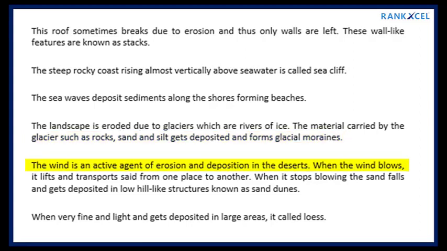The wind is an active agent of erosion and deposition in the deserts. When the wind blows, it lifts and transports sand from one place to another. When it stops blowing, the sand falls and gets deposited in low hill-like structures known as sand dunes. When very fine and light sand gets deposited in large areas, it is called loess.